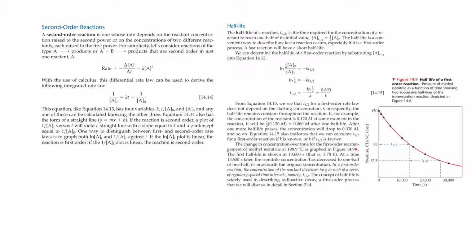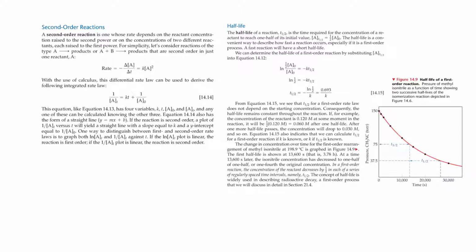If we determine the half-life of the first-order reaction by substituting [A] at t sub 1/2 into equation 14.12, the natural log of 1/2 of [A] sub 0 over [A] sub 0 equals negative k t sub 1/2. The natural log of 1/2 equals negative k t sub 1/2. So t sub 1/2 equals negative natural log of 1/2 over k equals 0.693 over k. From equation 14.15, we see that t sub 1/2 for a first-order rate does not depend on the starting concentration. Consequently, half-life remains constant throughout the reaction.